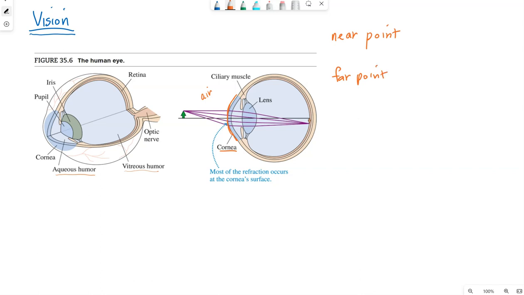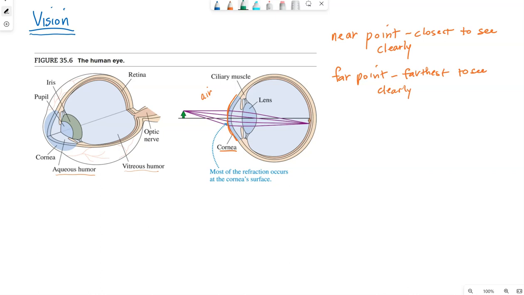Now, everyone has what is called a near point and a far point. The near point is the closest something can be to see clearly. So if you hold up a paper to read the words off the paper, how far do you hold that from your face? That's your near point. The far point is the farthest away something can be to see clearly. These both change as time goes on.